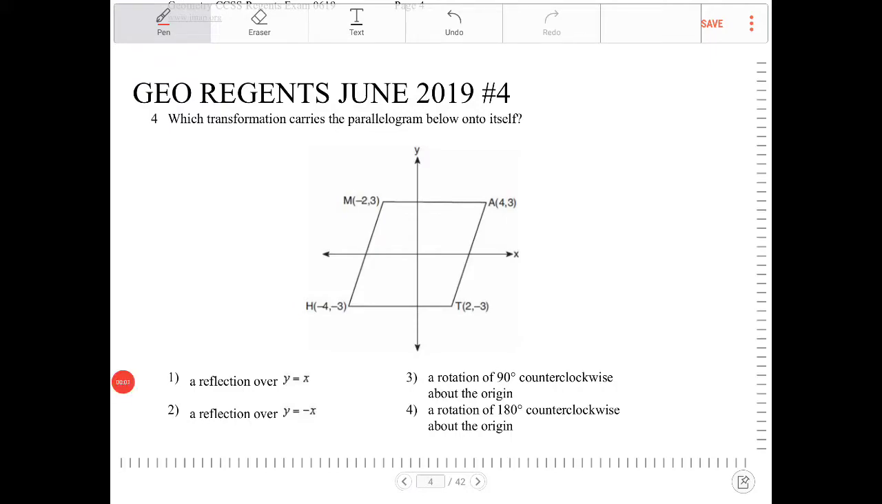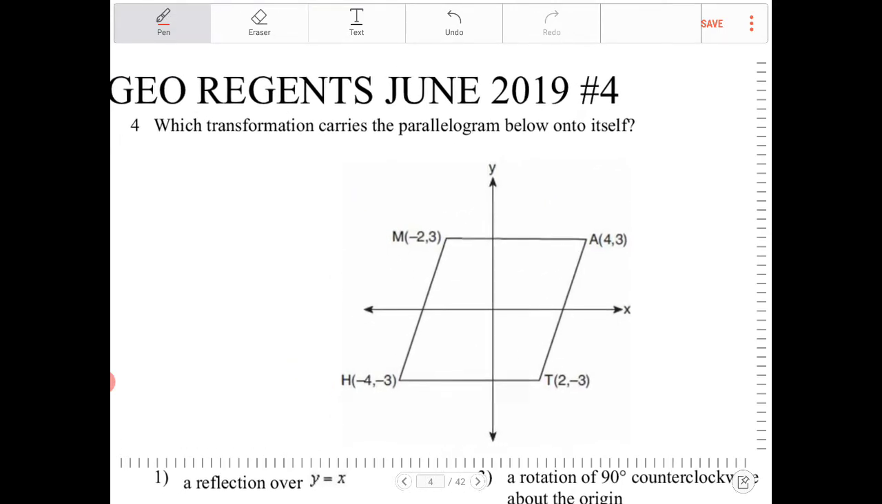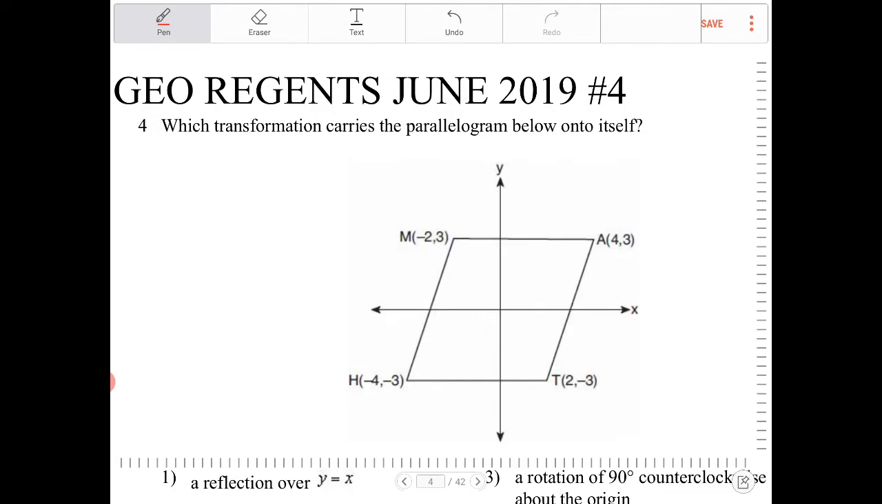Which transformation carries the parallelogram below onto itself? So I always like to take a look at the diagram before I take a look at the answer choices, because I don't want the answer choices to skew my way of thinking. And what you want to do is take a look at the coordinates here and how they're related: M, A, T, and H.